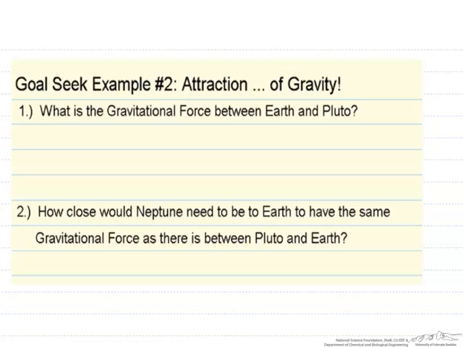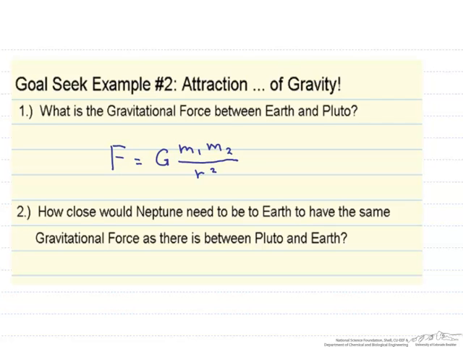This is a second screencast demonstrating GoalSeek in Excel. And the first thing we want to do is find the gravitational force between Earth and Pluto. And so the equation that we're going to use is that this force is going to equal the gravitational constant times the mass of one object, which would be Earth, times the mass of a second object, which would be Pluto, all divided by the distance between them.